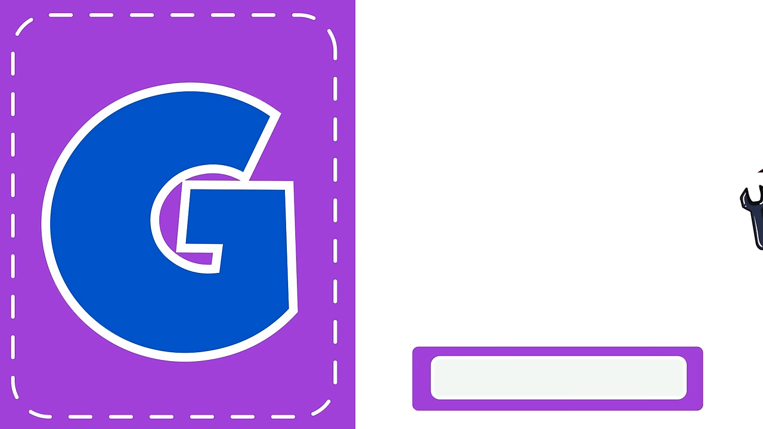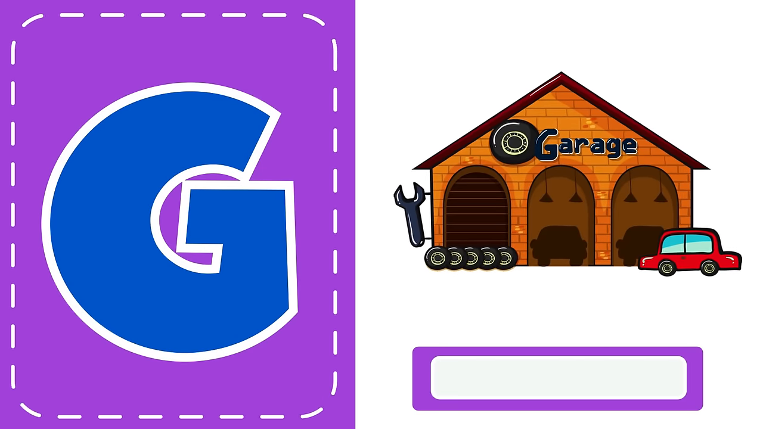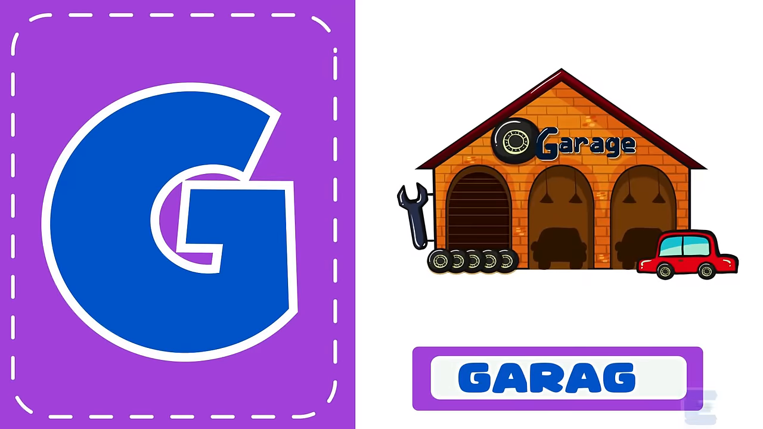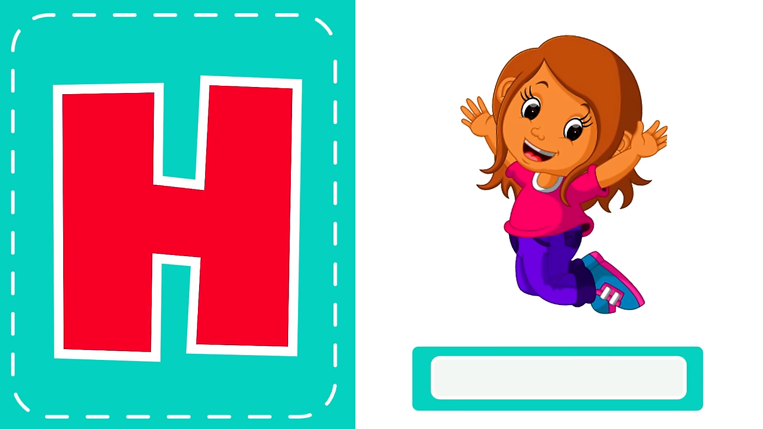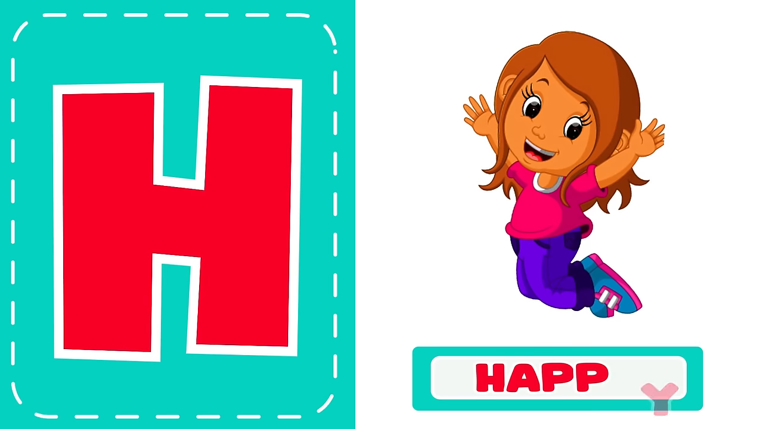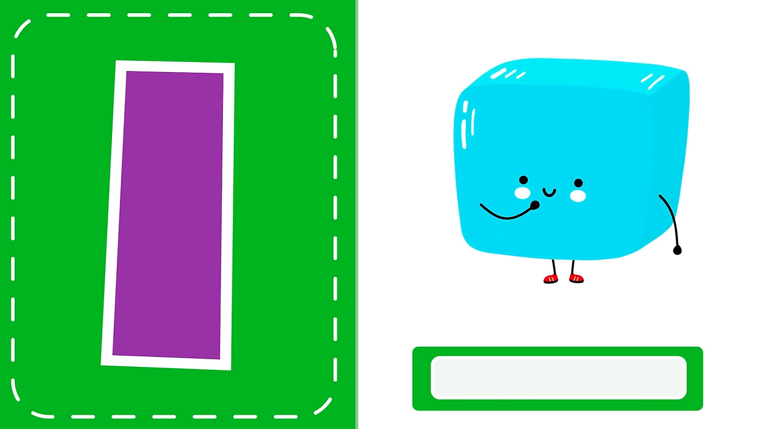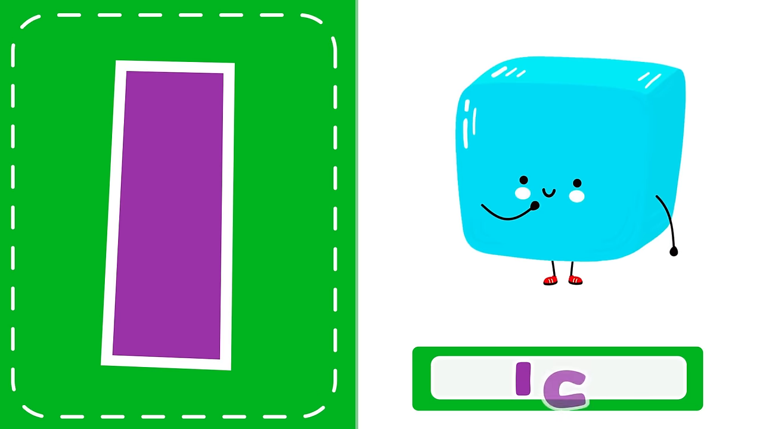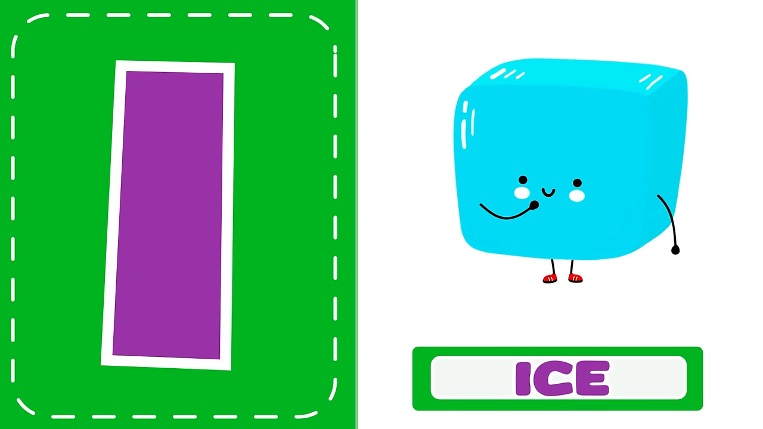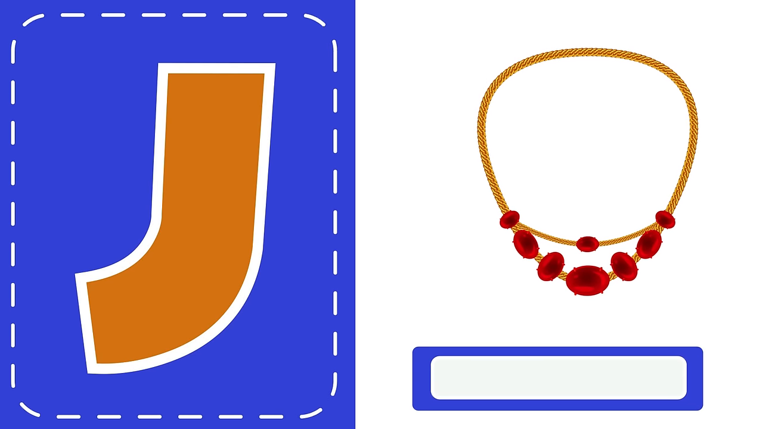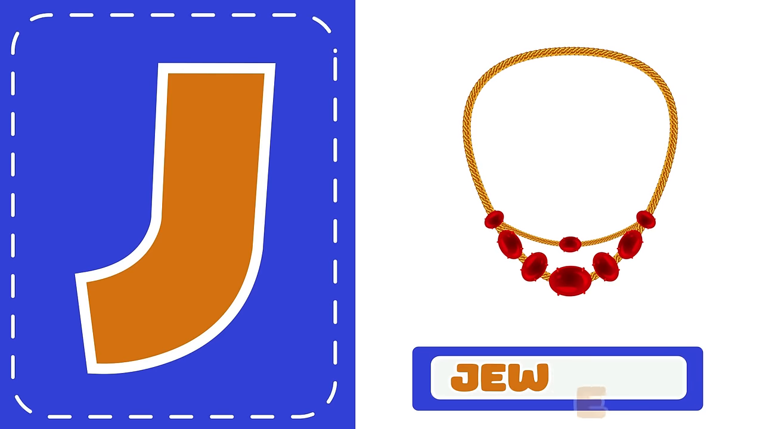G, garage. G for garage. H, happy. H for happy. I, eyes. I for eyes. J, jewelry. J for jewelry.